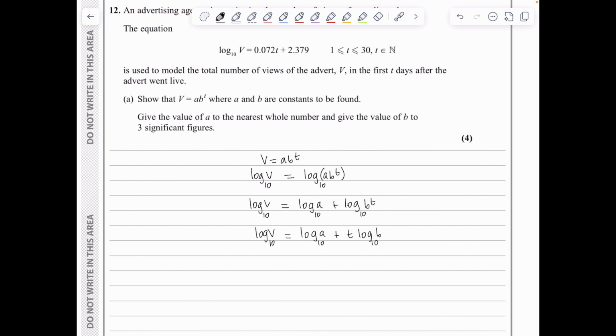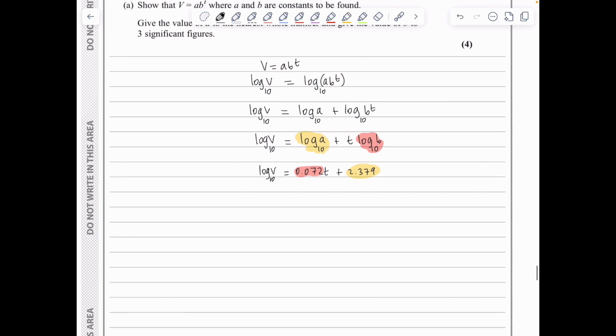And I can now compare with the equation I was given, that log V is 0.072t plus 2.379. So if we compare this, we see that the 0.072 is the coefficient of t, so it's the log of b. And then we've got the 2.379 being the log of a base 10.